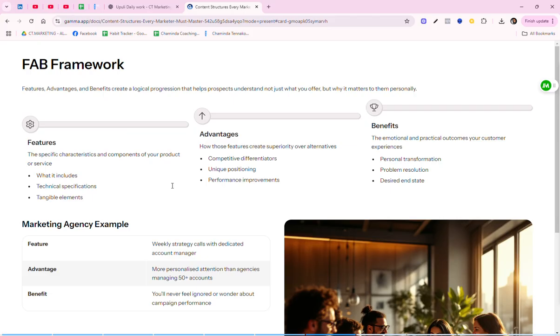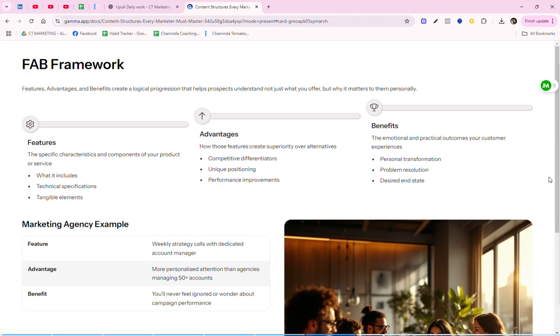The next one is FAB: features, advantages and benefits. There's a difference between the advantages and benefits. So what are the features? Features means what it includes, any specifications, elements. What are the advantages? How those features create superiority over alternatives. We can share why we are different, why we are unique. So that is where we show the advantages.